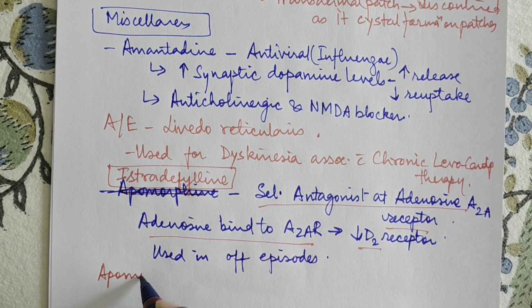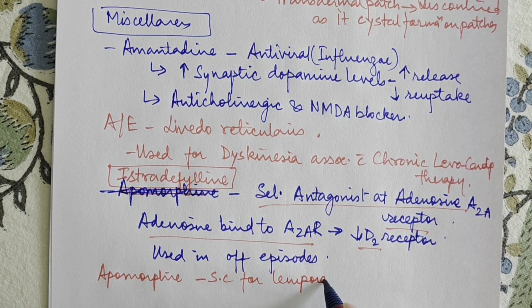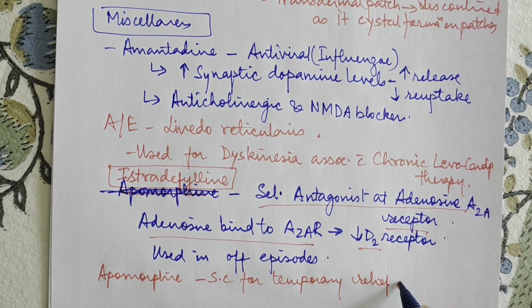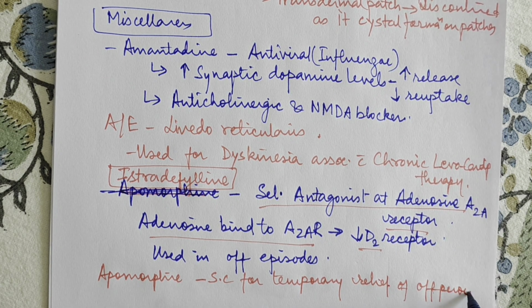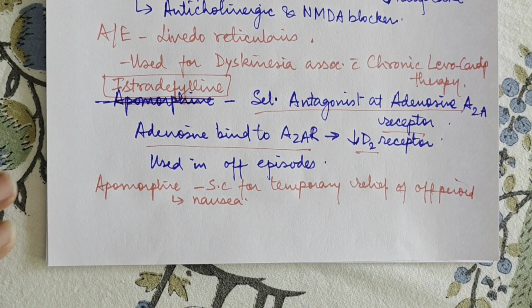Then the drug apomorphine, it is given subcutaneously for temporary relief of off period, but it causes very severe nausea. It is an emetogenic drug, so that is why apomorphine is not very popular.